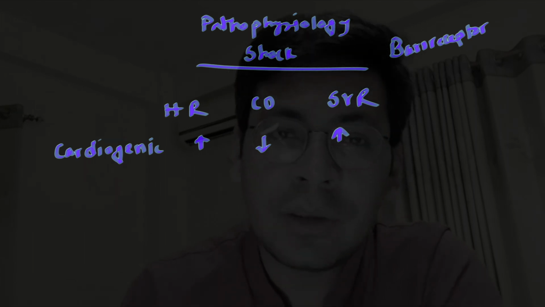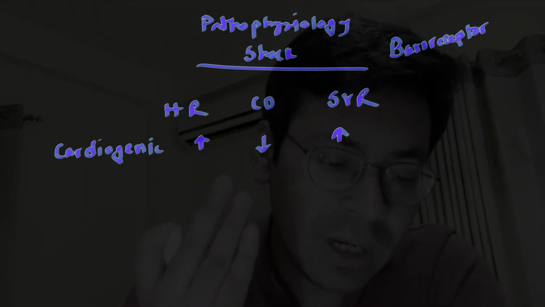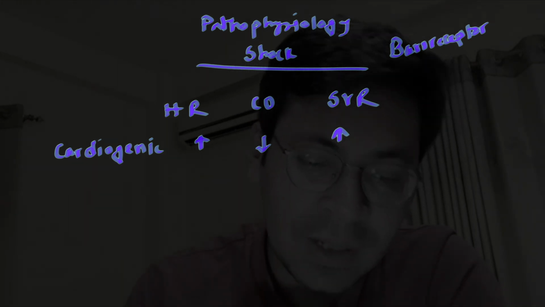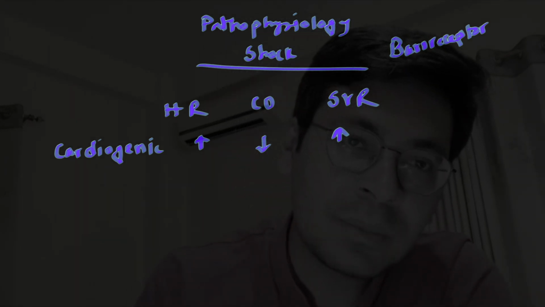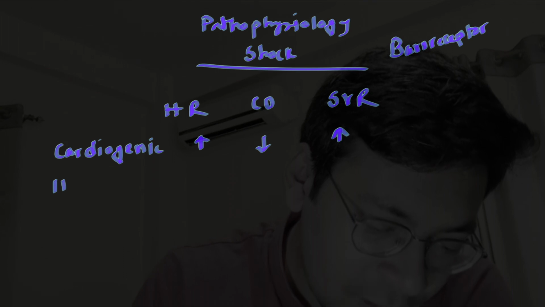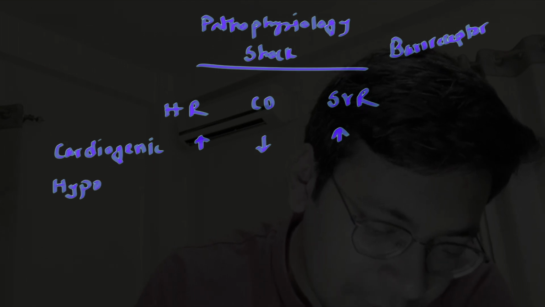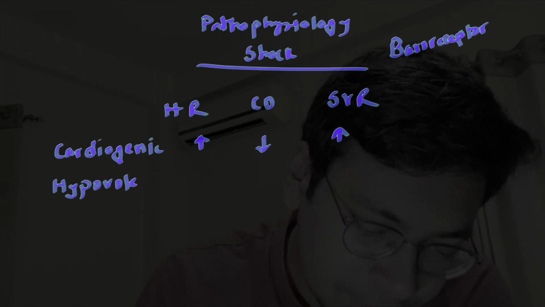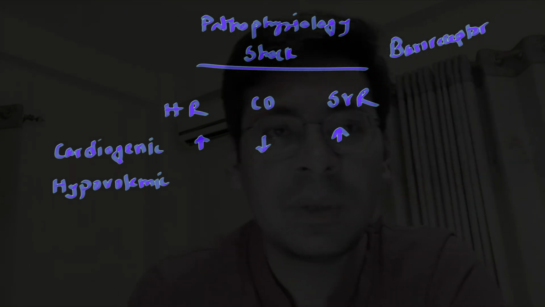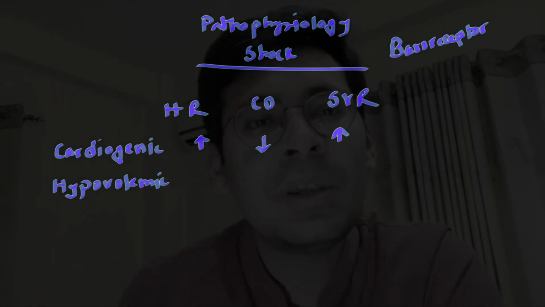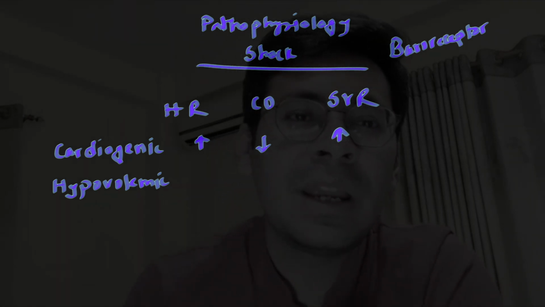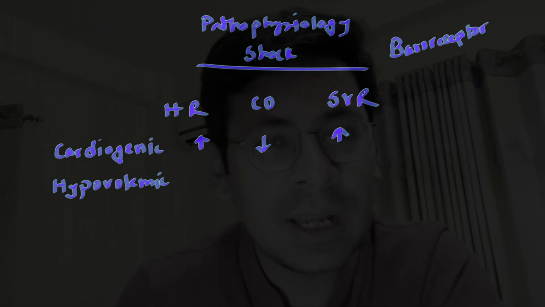So in case of cardiogenic shock, the heart rate will be increased, cardiac output will be decreased, and systemic vascular resistance will also increase. Now let us move on to hypovolemic shock. What will happen in case of hypovolemic shock? In case of hypovolemic shock, the first change in the body is a decrease in intravascular blood volume, which may be due to hemorrhage, diarrhea, or dehydration.